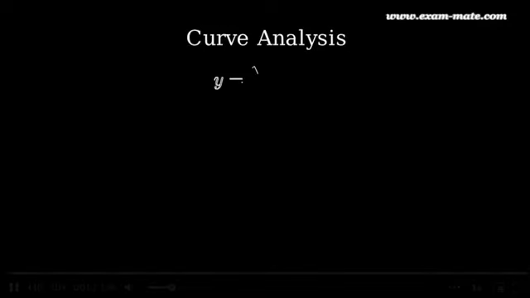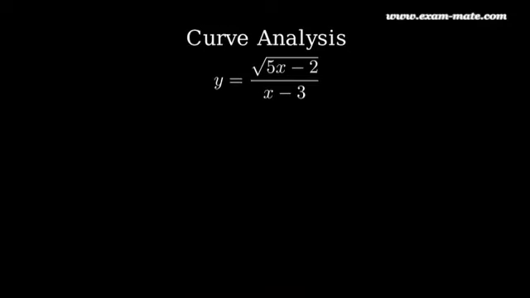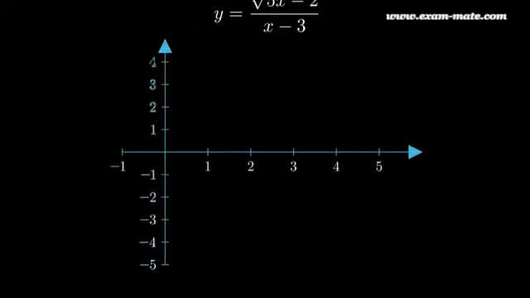Let's analyze a curve given by the equation y equals the square root of 5x minus 2 divided by x minus 3. We'll explore why this curve doesn't exist for certain x values and find its derivative. Let's start with part A, explaining why the curve does not exist when x is less than 2/5. Let's visualize this by graphing the curve.